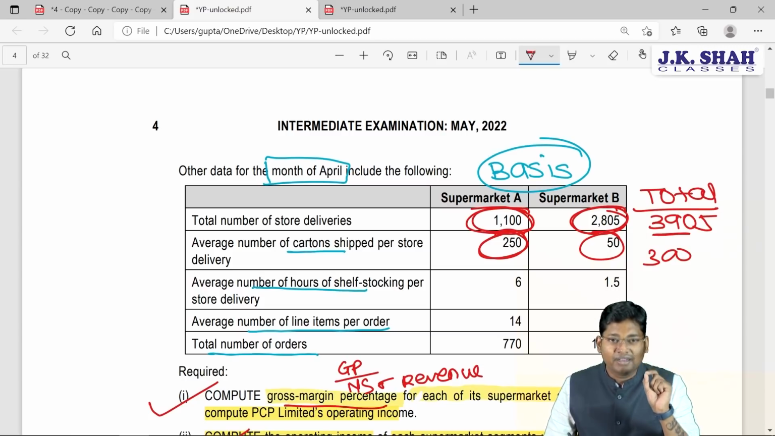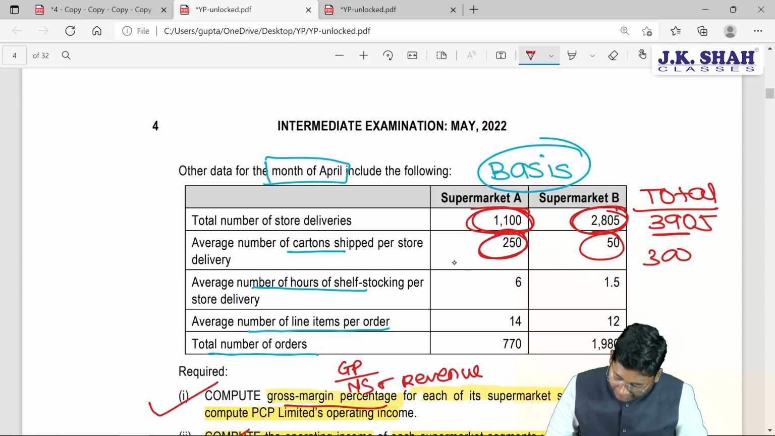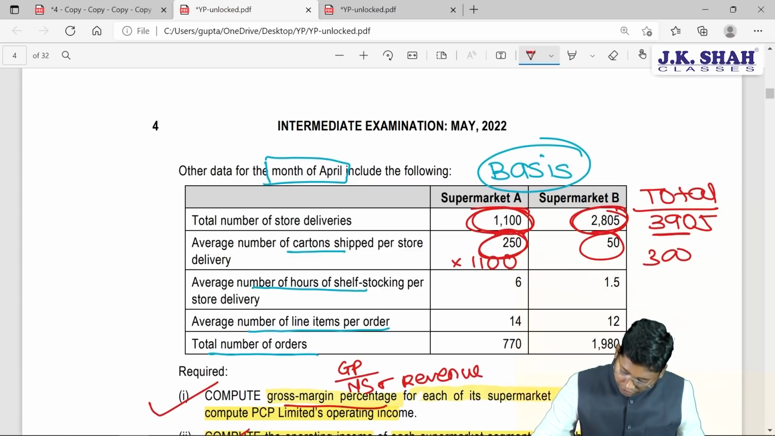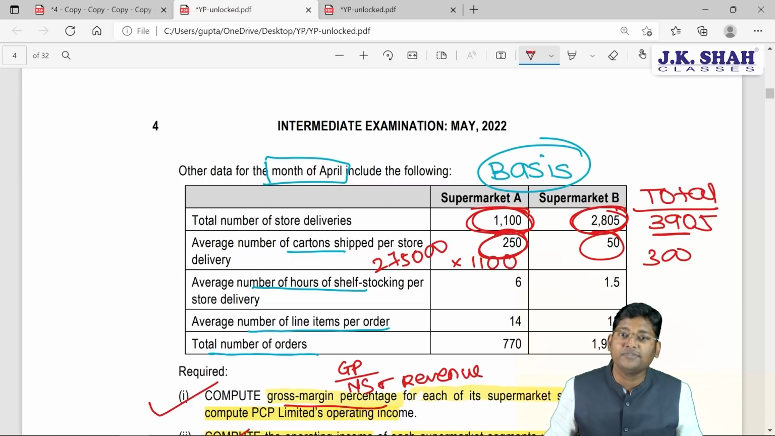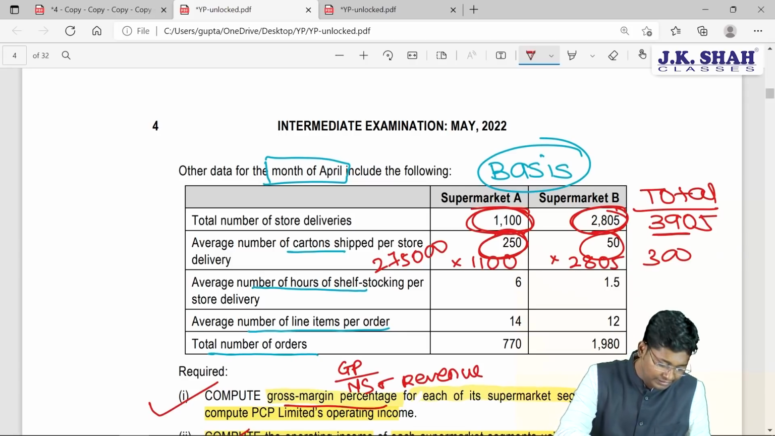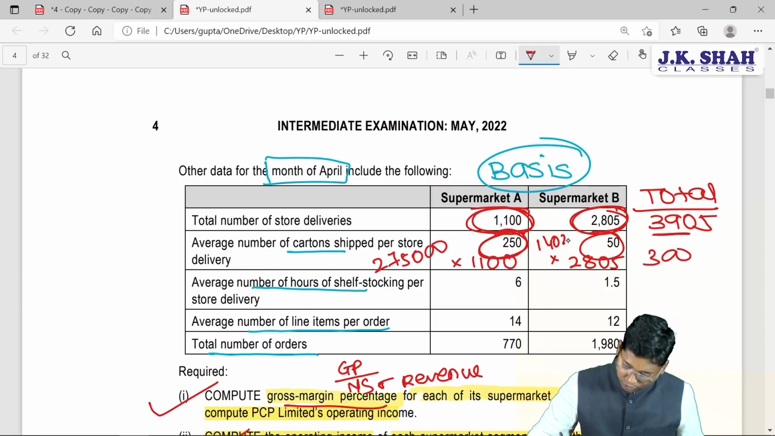They are the cartons which we have shipped for one delivery, and there are a total of 1100 deliveries available with us. If one delivery consists of 250 cartons for 1100 total deliveries, you are going to ship 2,75,000 cartons as far as the first supermarket is concerned. In the second supermarket, this calculation will be 50 cartons per delivery multiplied by the number of deliveries, that is 50 into 2805, so 140,250 cartons.